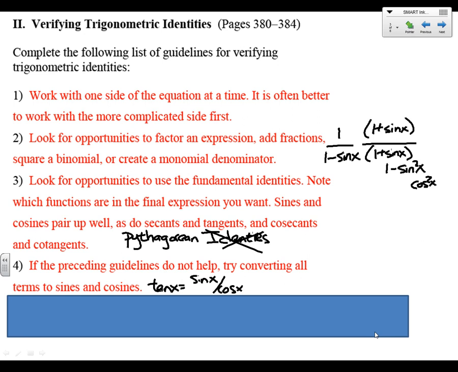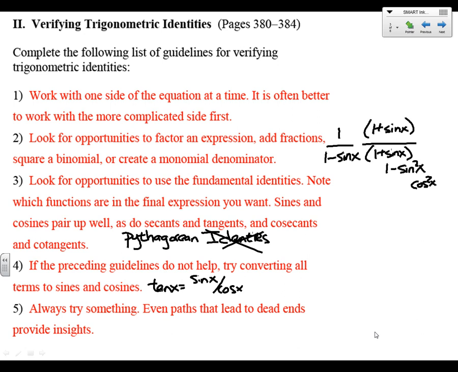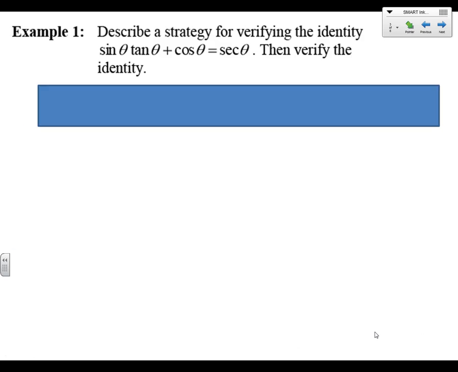All right, and lastly here, always try something. Even if it ends up not working, you're going to change things around. If you have tan, turn it into sine over cosine. See what happens. All right, so if you're stuck, just start substituting off of your formula sheet. All right, so let's try a couple examples.